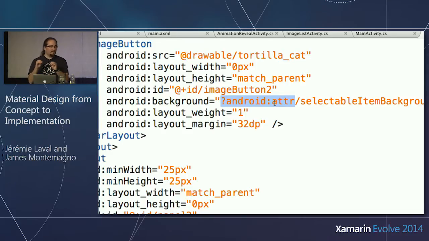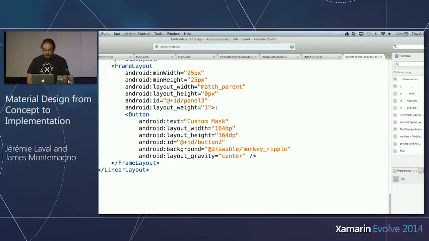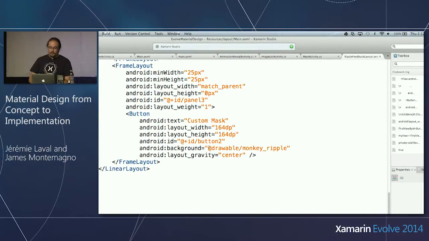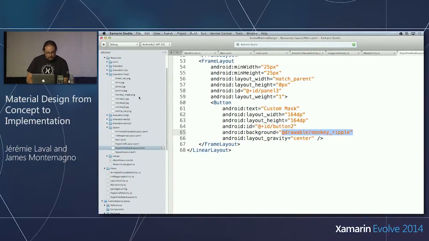So this is the idea. This is implemented exactly in the same way. And so for my custom mask here, I've actually done my own drawable. So I set the background the same way to a drawable here. So let's take a look at what exactly I did to replicate this ripple effect.